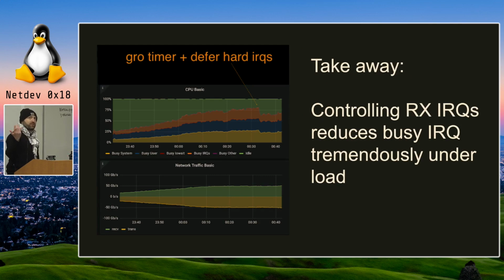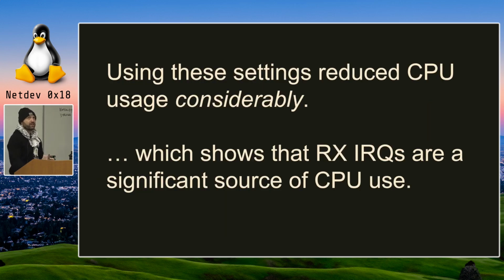So I tried setting some random values that I guessed. This graph is kind of hard to see, but on the top graph, this is CPU usage, and that orange band at the top is the amount of time we spend in IRQ, and you can see there's a huge bite taken out of it, and it drops pretty significantly. This is as soon as I set those two settings, and it didn't seem to affect throughput a whole lot, but it does reduce our CPU usage considerably under load. I thought that was really interesting.